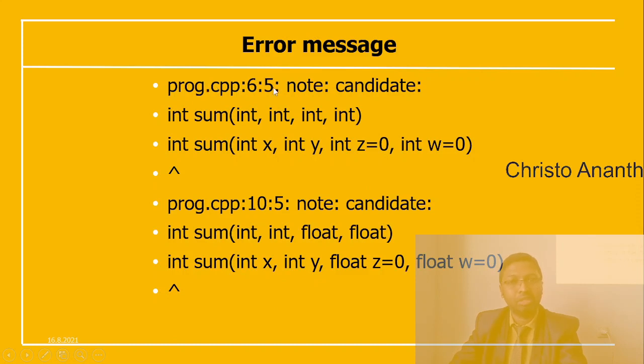Also, the candidates are int sum(int x, int y, int z = 0, int w = 0). So this is actually function overloading. Even for this one also, int comma float, that's also function overloading. int sum(int x, int y, float z = 0, float w = 0). So we will be getting the error message.